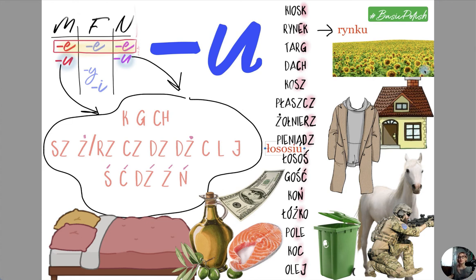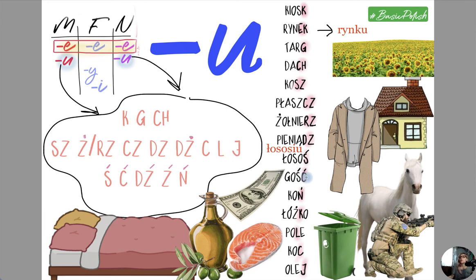Łososiu is done. Łosoś, łososiu. What do you think? Oh, sorry, that's a salmon. I forgot to mention that's the word for a salmon. So łosoś, salmon. It's here. Now, gość is a guest.